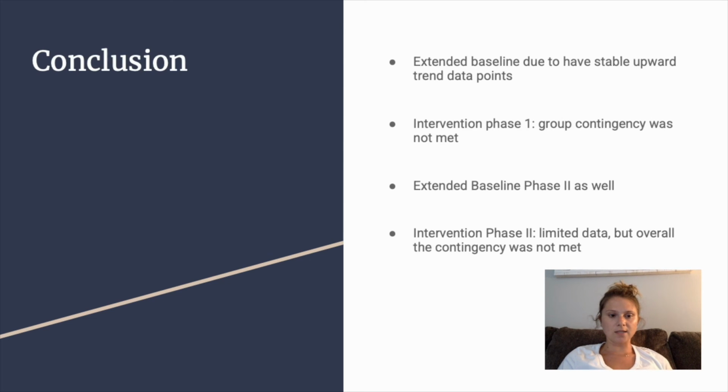Having baseline 2 extended meant that we did not have as much time in the intervention 2 phase. With a limited amount of data in the intervention 2 phase, we are having a skewed idea of whether everybody was able to meet the group contingency. The data so far shows that we were not able to meet the group contingency, so we do not get unlimited access to the cell phone. The conclusions show that the group contingency was not a strong enough reinforcer to allow it to be met either time.